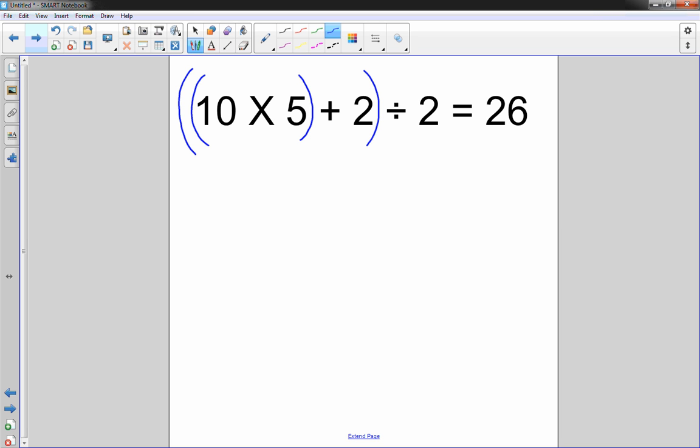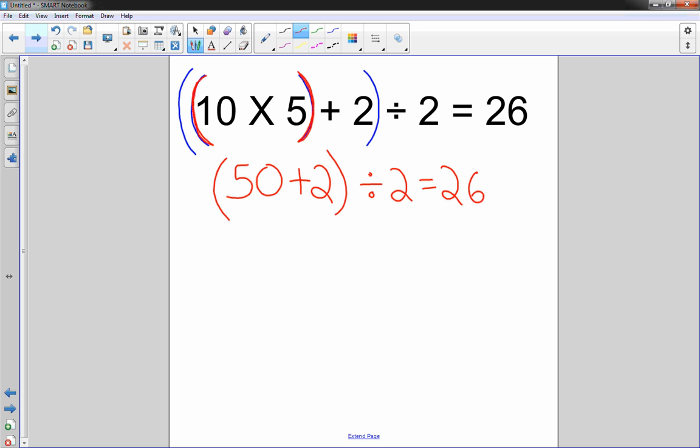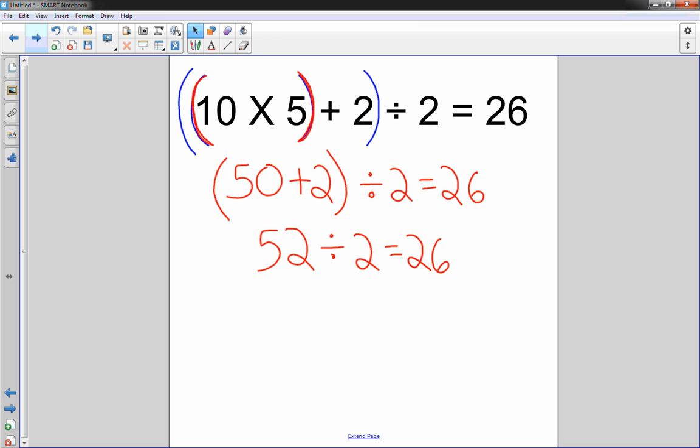So I'll work this out for you. I do what's inside the parentheses first. I'll highlight that in red for you at home. So I'm going to do this first. 10 times 5 is 50. So now I'm left with 50 plus 2, inside yet another set of parentheses, divided by 2 is 26. 50 plus 2, that's 52 divided by 2. That's 26, that's true. So I used those parentheses in the right place for that to make sense.